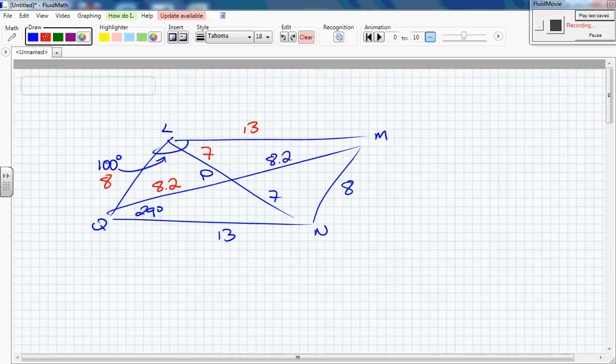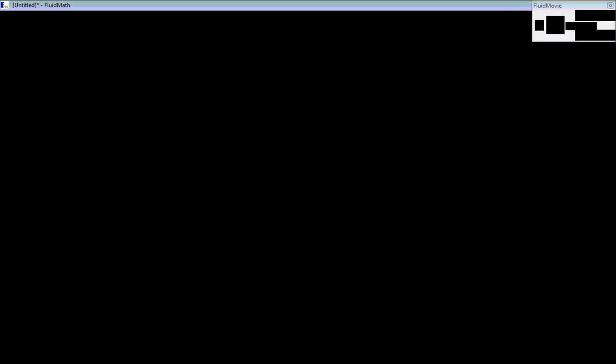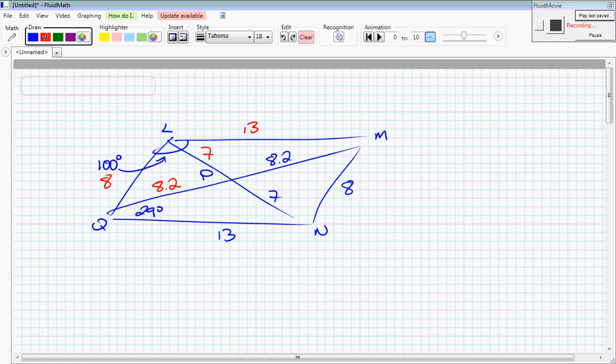If this angle QLM is 100 degrees, then angle QNM also has to be 100 degrees, and this angle and this angle have to total 80 degrees because consecutive angles are supplementary, and 100 plus 80 is 180 degrees.